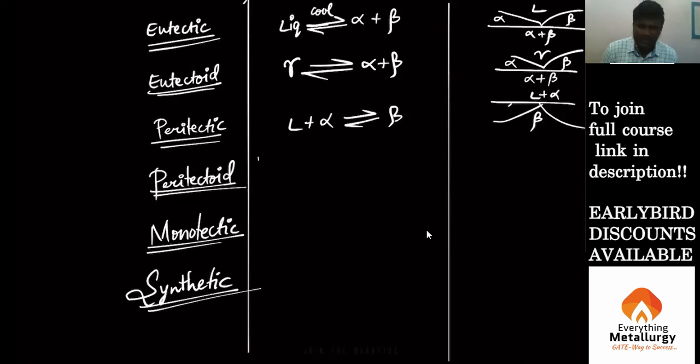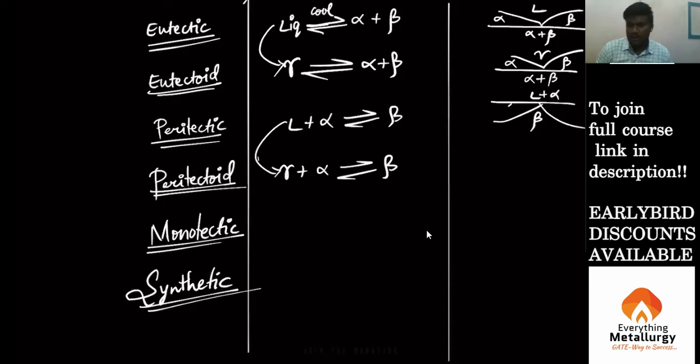Similarly, peritectoid is nothing but replacing the liquid by a solid, from the peritectic. So what we did here, from liquid we changed to another solid. Same thing if we do here, it will be something like this: gamma plus alpha, and this will be beta.